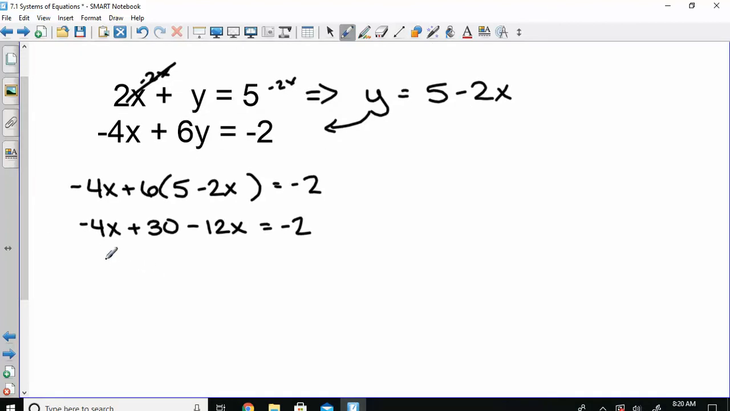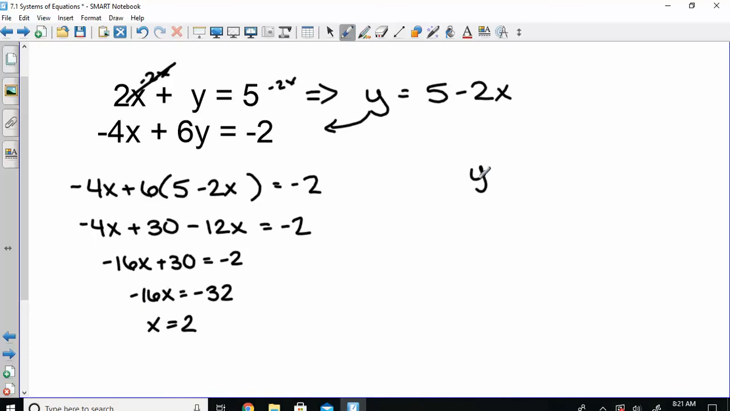So distribute our 6, add like terms. So if I subtract my 30, divide by negative 16, we get x equals 2. Okay, then once I have x, how do we get y?